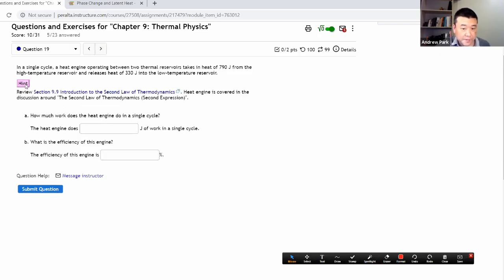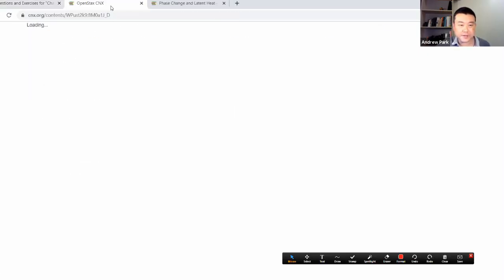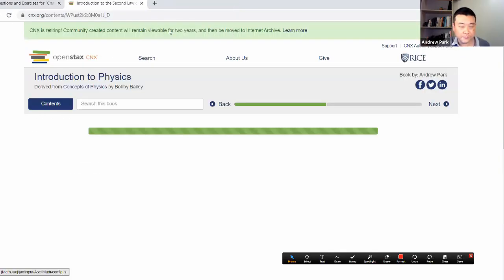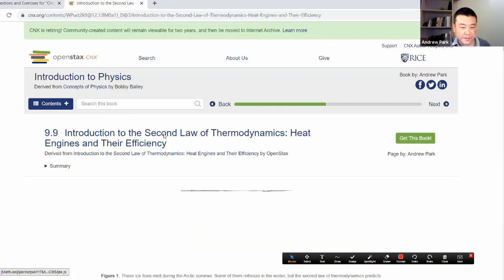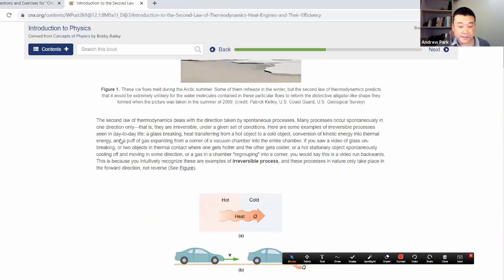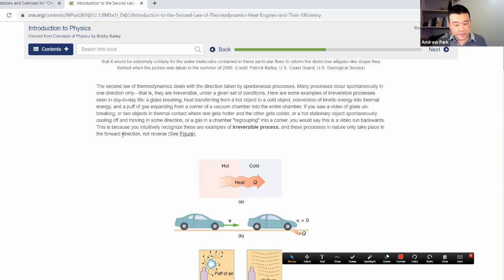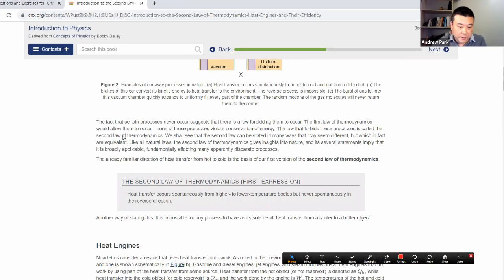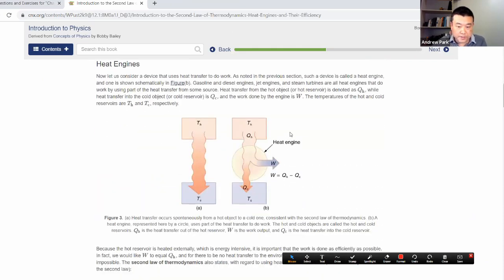So hopefully you have been reading through chapter 9, and when you got to section 9.9, what it's covering here makes mostly sense. And I'm trying to keep things simple. So really what you need to know is this basic idea here, that when heat engines work, they work through transfer of energy. Energy is still conserved.